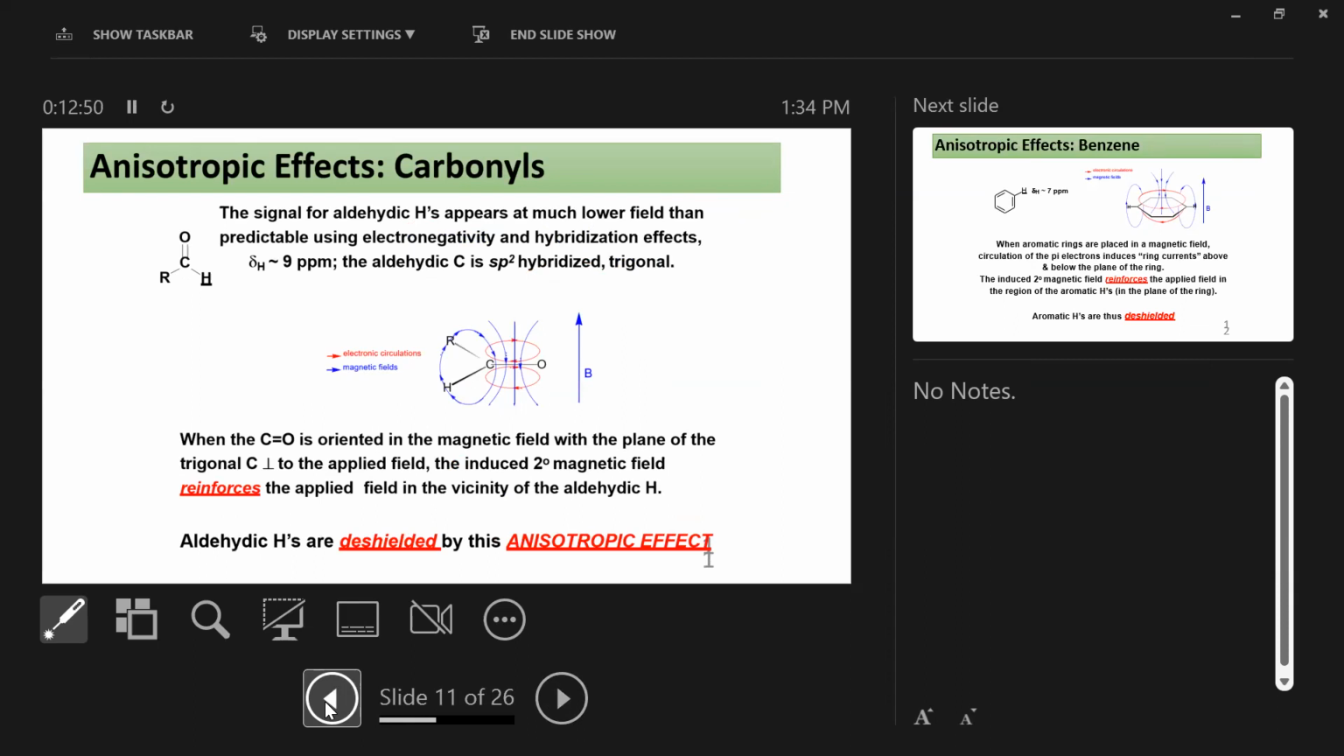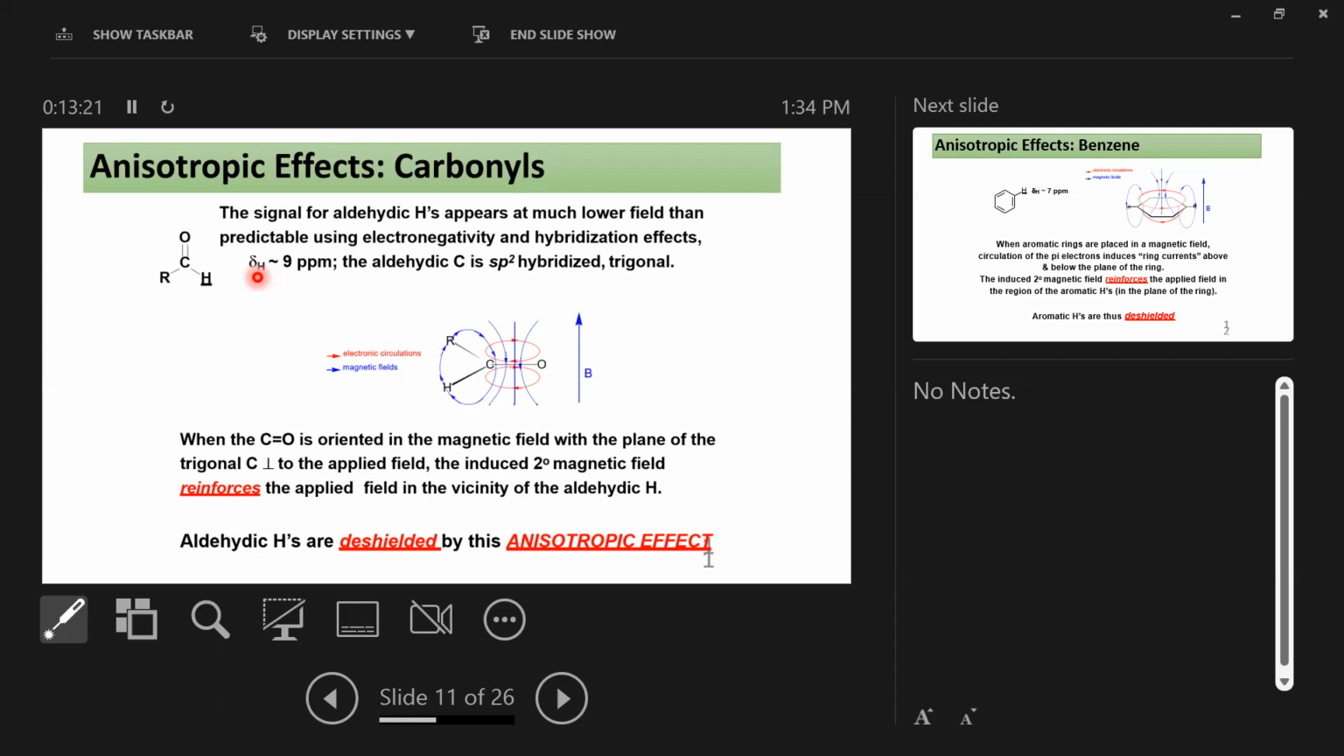So the carbonyl peaks, that C=O bond as well. So look at the aldehydic proton. This is called the aldehydic proton. Aldehydic protons typically come up around 9 ppm.